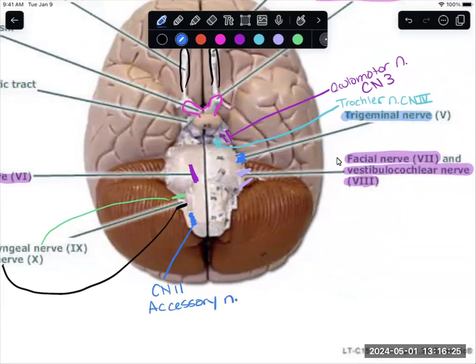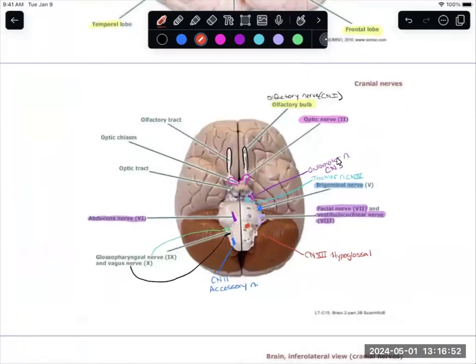This one actually goes to your neck. So it's going to go to that sternocleidomastoid and part of that trapezius to help your neck move. And then our last one, cranial nerve 12 comes out from right there. Cranial nerve 12, and that is hypoglossal. That is another nerve that's going to help move your tongue.